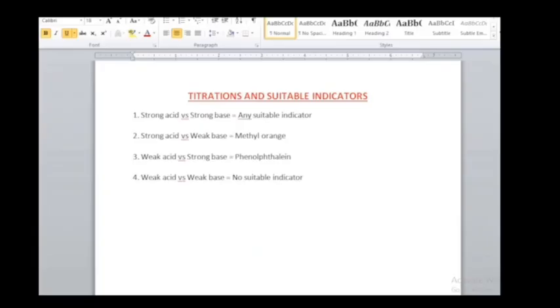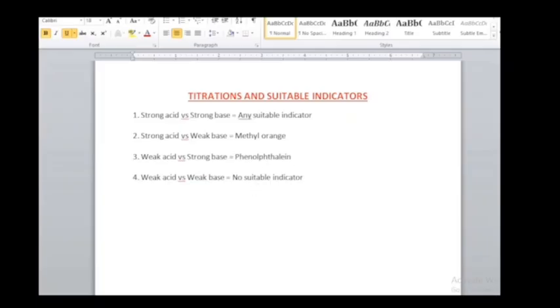And also we have this here, talking about titrations and the most suitable indicator that could be used for each of them. For strong acid and strong base, any indicator is suitable for this type of reaction. But if it is a strong acid to a weak base, oftentimes we use methyl orange, and for weak acid to strong base, we use phenolphthalein. And for weak acid versus weak base, the reaction is not very productive, it doesn't have very suitable indicators.